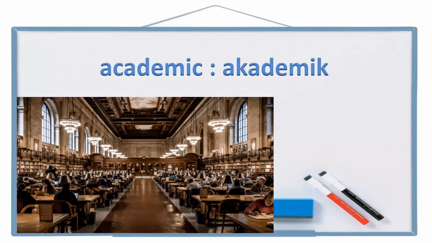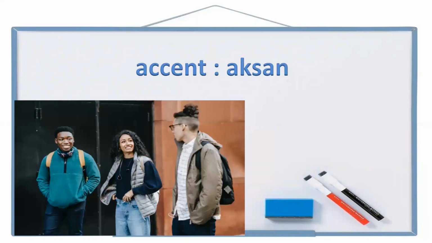Academic. In Turkish, akademik. Once again, academic. Instead of letter C, we use letter K and read it as academic. Next one, accent. In Turkish, aksan. Once again, aksan. Like American accent, Amerikan aksanı. British accent, İngiliz aksanı. Aksan.